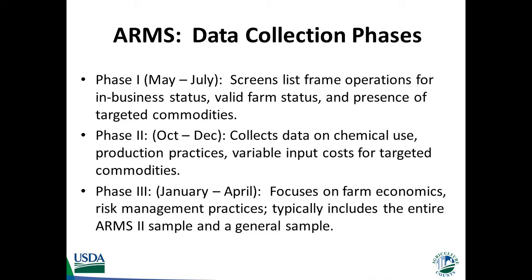In Phase 2, conducted in the fall, we focus on chemical use and other production practices for the target commodities. In Phase 3, conducted in the winter, we collect data to examine farm sector financial conditions, including income, expenditures, assets, and debt for the farm business and the farm household. It typically includes the entire ARMS 2 sample and a general sample of operations screened in from Phase 1.